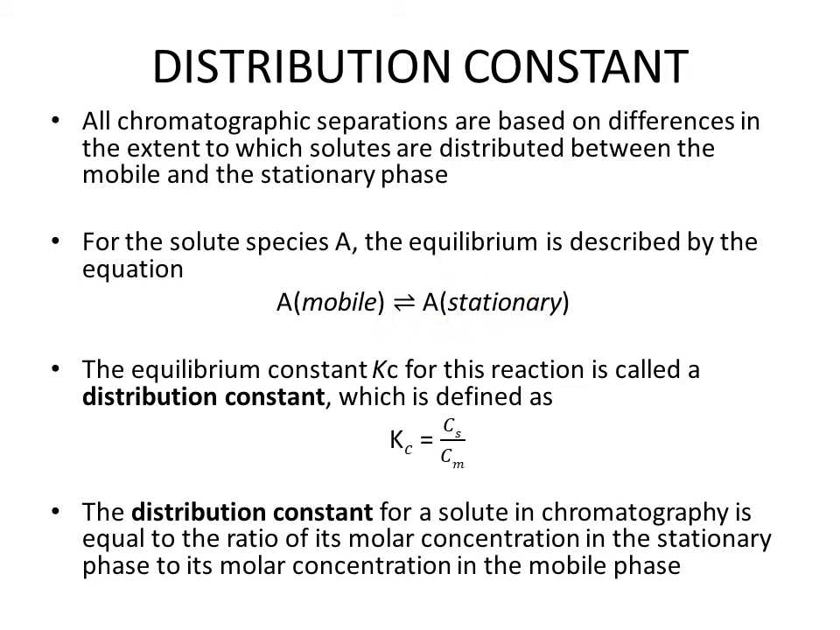So equilibrium has been established, and now the equilibrium constant Kc for this reaction is called the distribution constant. It is defined by the equation: distribution constant equals the concentration of that component in the stationary phase over the concentration of that component in the mobile phase. In this way the distribution constant can be calculated. So the distribution constant for a solute in chromatography is equal to the ratio of its molar concentration in the stationary phase to its molar concentration in the mobile phase.